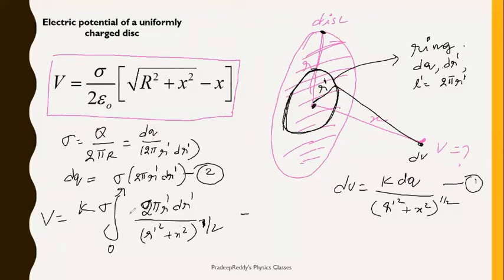So if you evaluate that, you will get electric potential V as sigma divided by 2 epsilon naught into (under root small r square plus X square minus X). This is the equation for electric potential of a uniformly charged disk. And if this is extended up to infinity, then it will become a sheet, and for that sheet R tends to infinity. So therefore here V will be equal to sigma X divided by 2 epsilon naught.